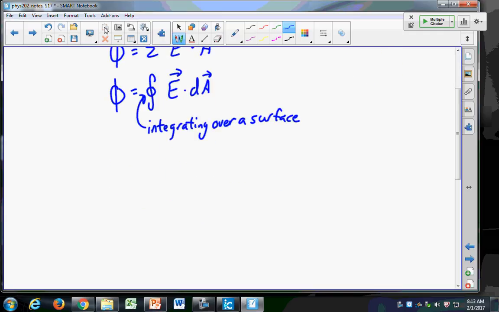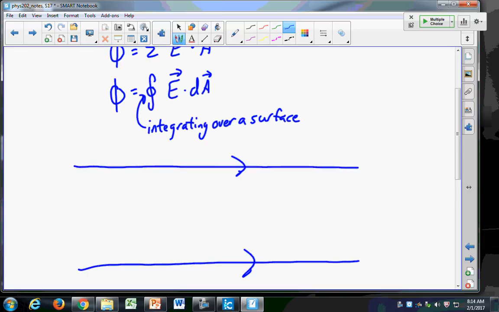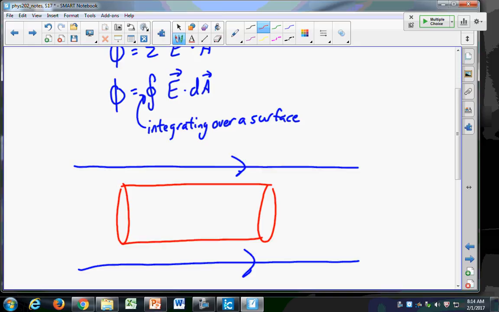Let's imagine that we have an electric field. Our electric field runs from right to left, like this. I'm not going to draw the field lines in the middle, but they can be there. So I have this electric field. And then I draw a Gaussian surface. I want to make my Gaussian surface into a cylinder. So this is my Gaussian surface.